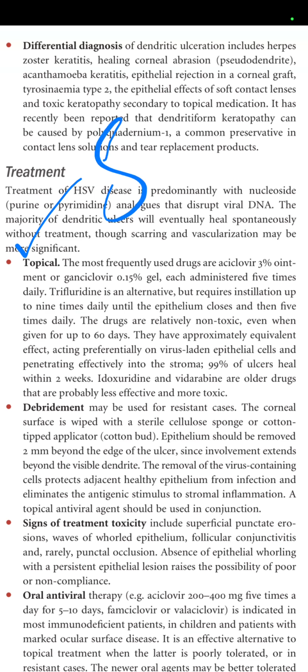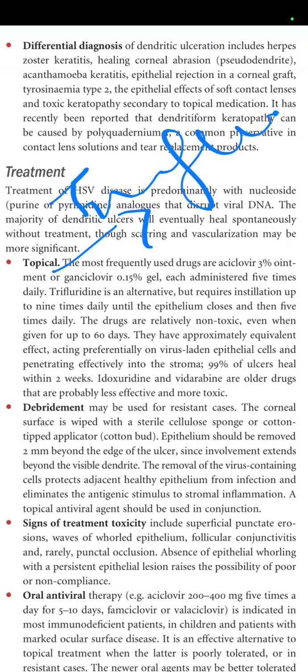So we give acyclovir 3%, 5 times a day, for 10 days or 1 week. Trifluridine is an alternative but requires instillation up to 9 times daily until the epithelium closes, and then 5 times daily. So how is trifluridine given? It is given until the epithelium heals, usually 9 times daily, and when the epithelium heals, we change the dose regime to 5 times daily.